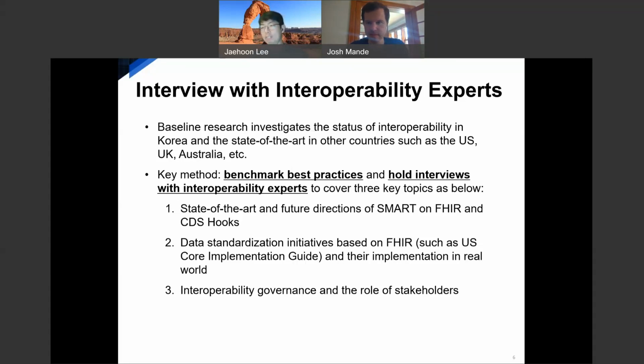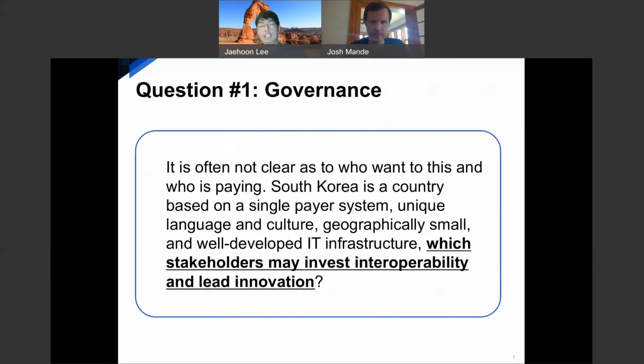So let me start with the first one, which is in the area of governance. The question is this. Everybody's saying that, yeah, we have to do interoperability or we have to do data standardization. Good. But there are multiple stakeholders associated in a quite complicated way, especially in the healthcare world. And it's hard to say who would like to roll up their sleeves and jump into the problem, or who would like to pay and invest and lead innovation to solve the problem and boost interoperability. Sometimes it's not quite clear.